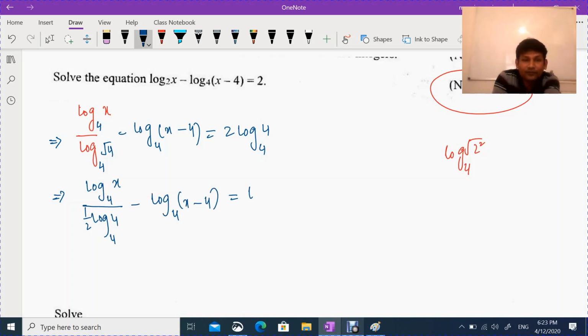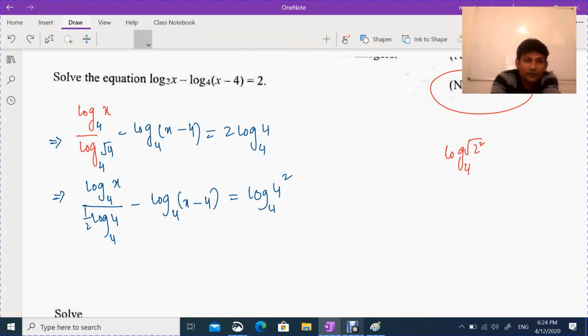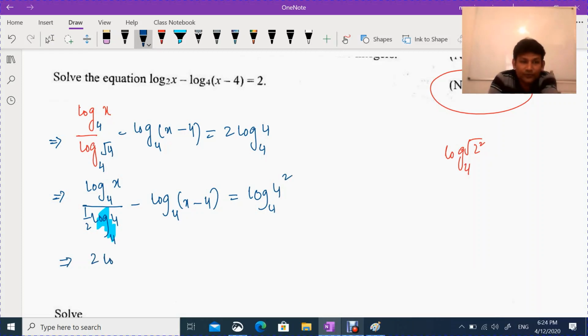And this will become log 4 and 4 square, which is equal to 1. So finally, what I have to do is this 1 upon 2 will move up and become 2. And this is log 4 square, which is 16.